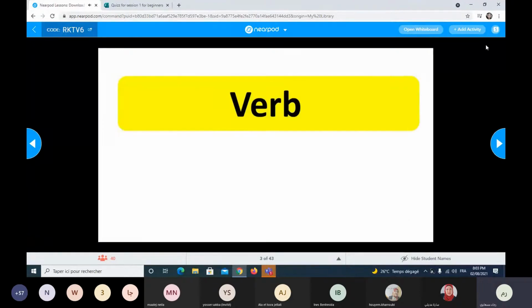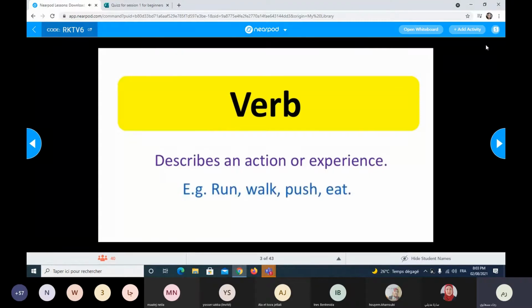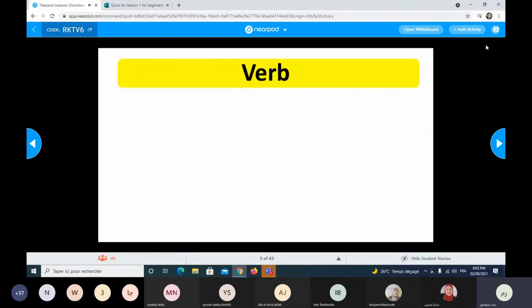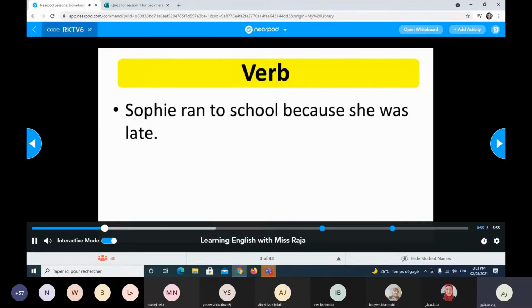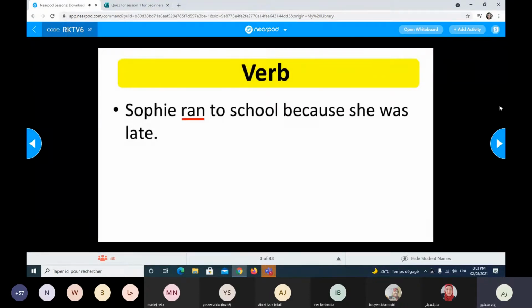Verb. A verb describes an action or experience. For example, run, walk, push, eat. Sophie ran to school because she was late. The verb in this sentence is ran. John loves to bake cookies. The verb in this sentence is bake.